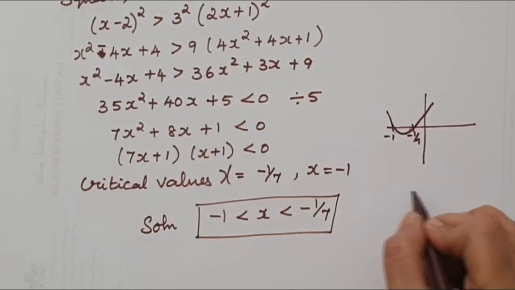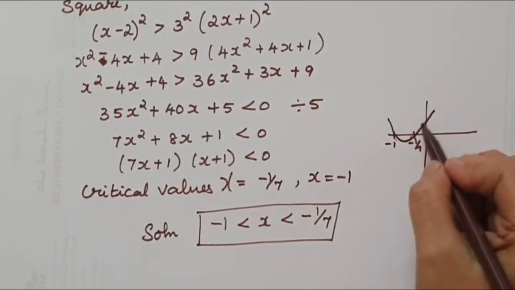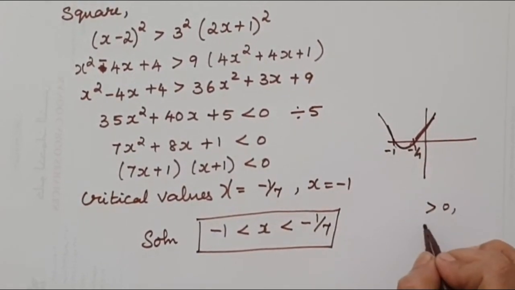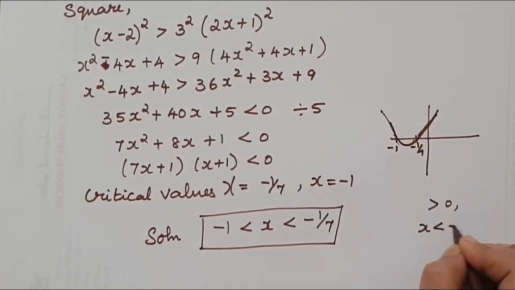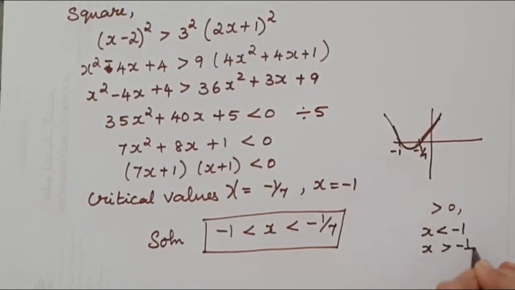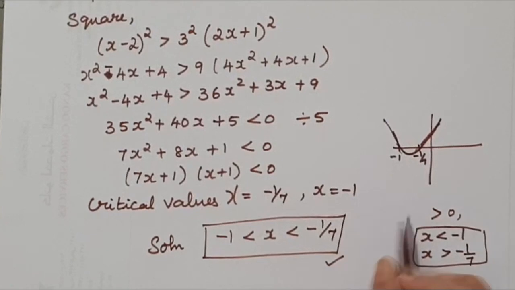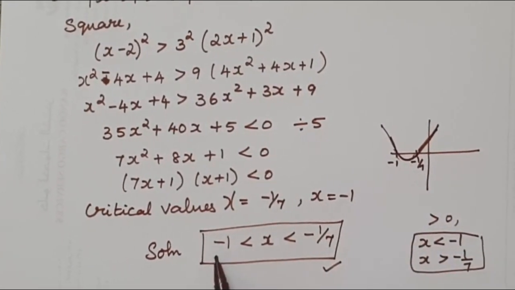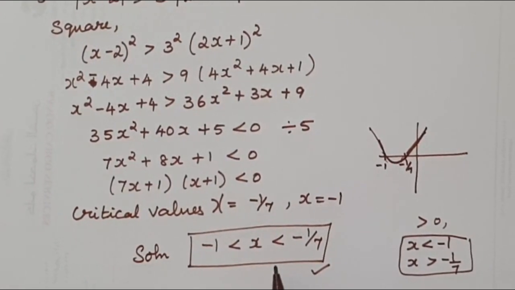The same thing if it was a greater than: then greater is this part and this part. So how will our solution be? X will be lesser than minus 1 and x will be greater than minus 1 over 7. This is for greater, but now this is our lesser case. Lesser is a single graph over here. So we write it as minus 1 less than x less than minus 1 over 7.